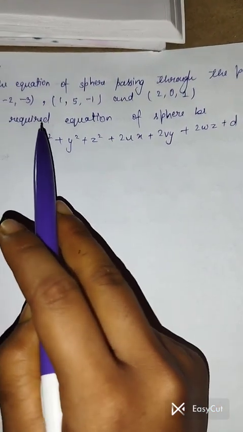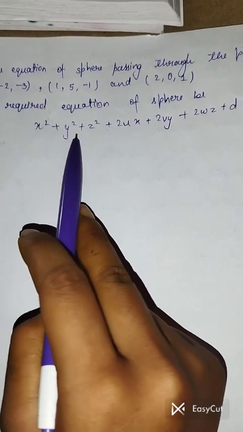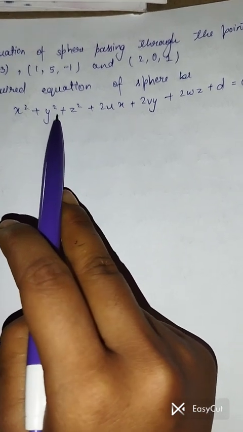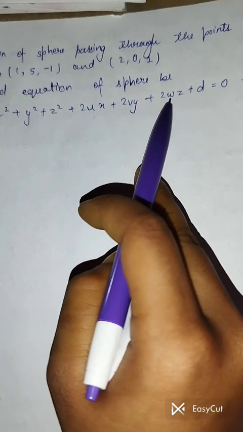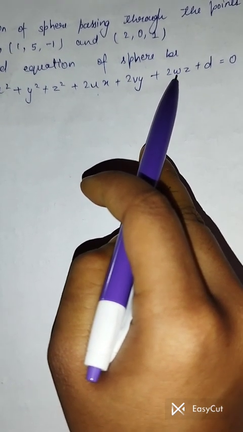So we know that this is the general form of an equation of a sphere where minus u, minus v and minus w are the center points.